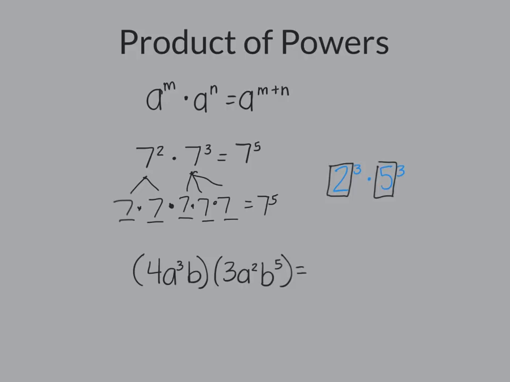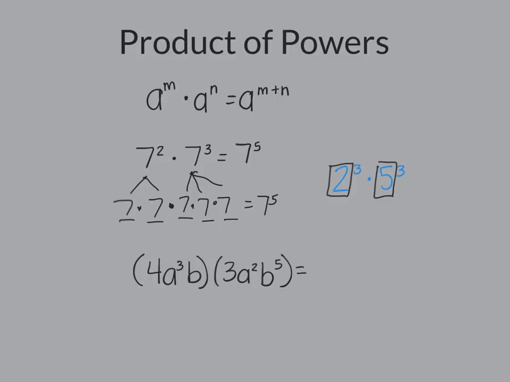We can then use this rule to simplify even longer expressions. So in this example here, 4 times a to the power of 3 times b times 3 times a to the power of 2 times b to the power of 5, every single one of these terms here is being multiplied. So we can simplify this by combining the terms that are in common to make this not be quite so long. So when we're combining terms, we can only combine the terms that have the same base. Just like here we have the same base of 7 and 7, so we could combine them. Here, when they didn't have the same base, we could not combine them.